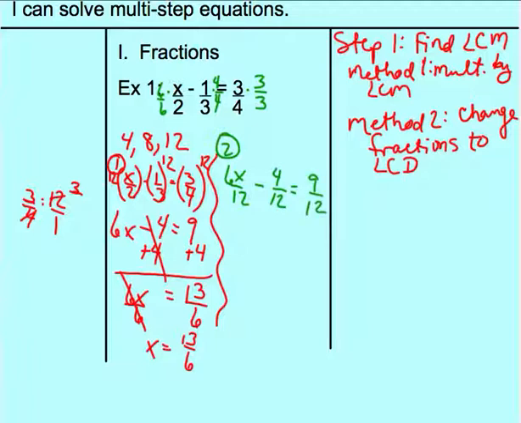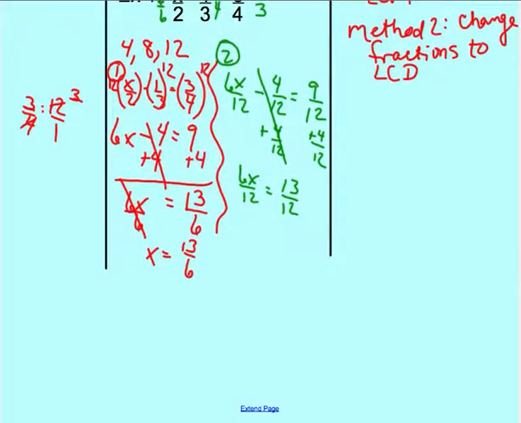So look at those numerators. 6x minus 4 equals 9. Once you have a common denominator, you can go ahead and drop it. But that's just following method 1. So I'm going to show you method 2 using the fractions. So I will cancel my 4/12 by adding it to both sides. Now remember, when you've got a common denominator, you add the numerators, leaving the denominators alone. So now I've got 6/12 x equals 13/12.